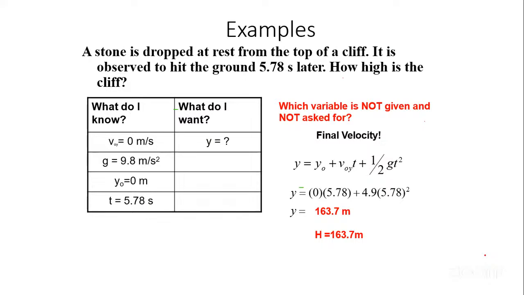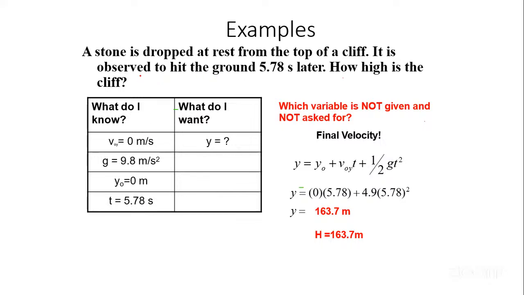A stone is dropped at rest from the top of a cliff. It is observed to hit the ground 5.78 seconds later. How high is the cliff? Now, if you look at this box, there you have what do I know? That is, what are the parameters given? What do I want? What are the parameters or quantity you are asked to find?